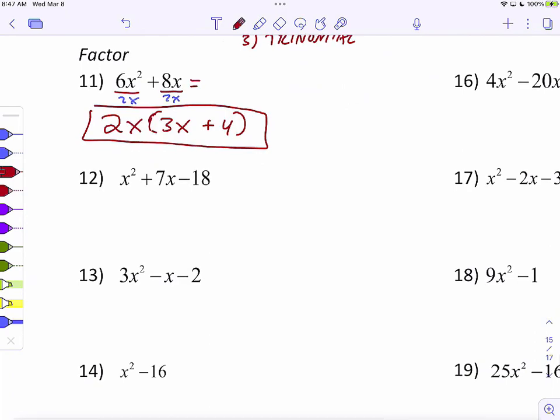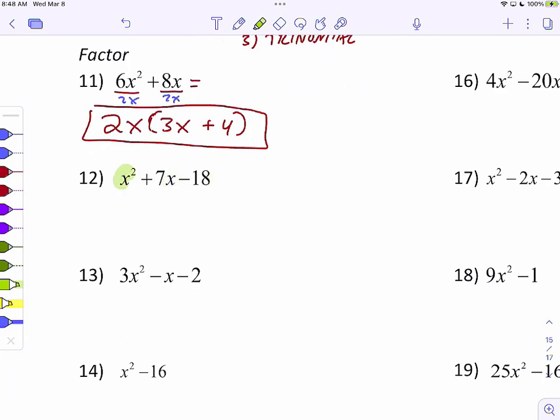11 can't be a GCF. And let me tell you how it's really easy to tell. Sorry, 12 is definitely not a GCF problem. And let me show you how to tell. If you have an x in two terms and not in the other, that means you can't take an x out of all of them, right? They all don't have an x.